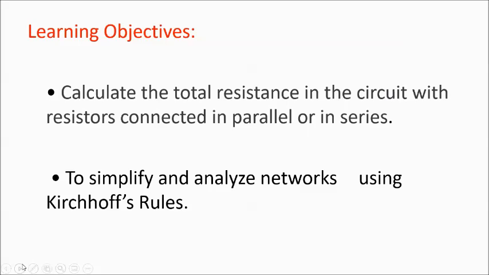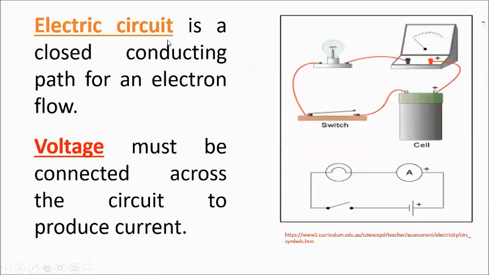Now, we need to review what is an electric circuit, what is a circuit diagram, no? To understand the problems in the examples. Electric circuit is a closed conducting path for an electron flow. Again, this is a closed conducting path for an electron to flow.